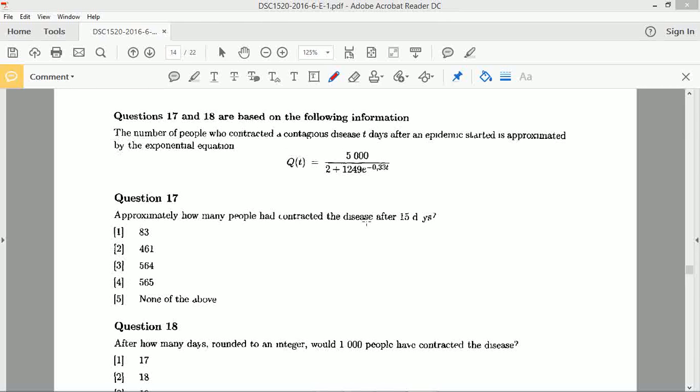Okay. So, T days after, and they've given us after 15. Oh, that must be days. So, do you just replace the T? So it's 15 equals, and then you just work it out. Exactly. Okay, so insert.